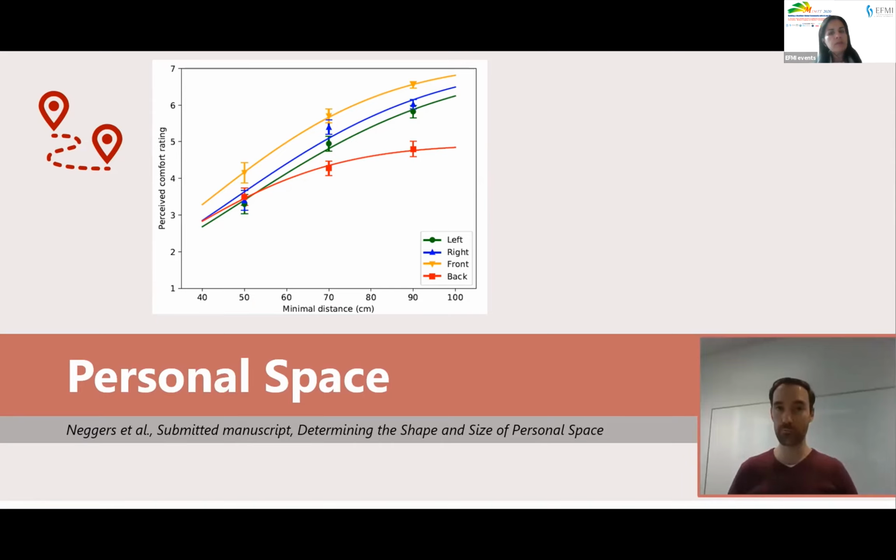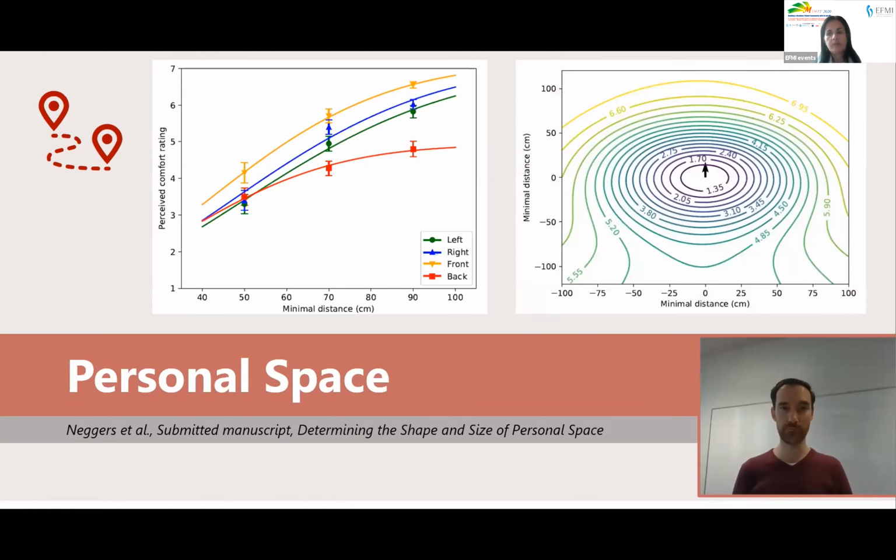When the robot is passing people behind them, people feel a lot less comfortable. So when we make a curve of how comfortable people feel relative to the distance that the robot keeps from them, we see that they feel less comfortable if the robot is behind them. We used this result and we tried to model this in a heat map of how comfortable people feel when the robot is passing them at different distances. And this heat map is looking as follows.